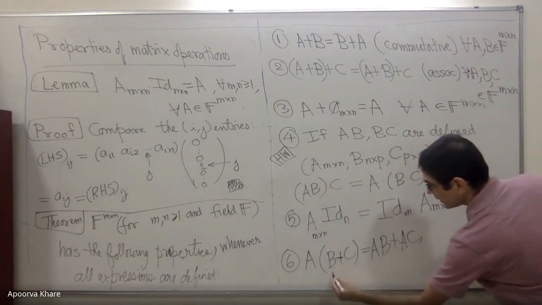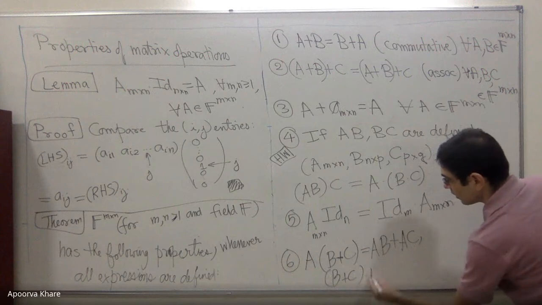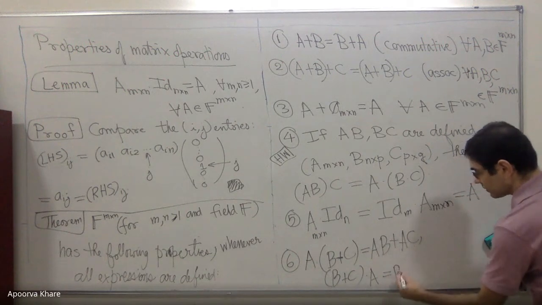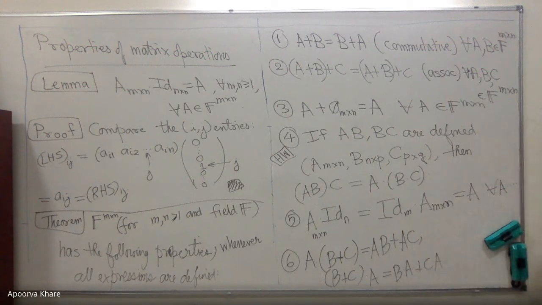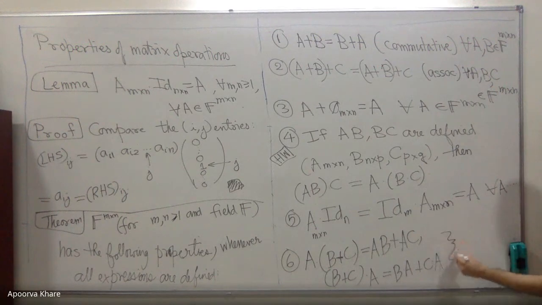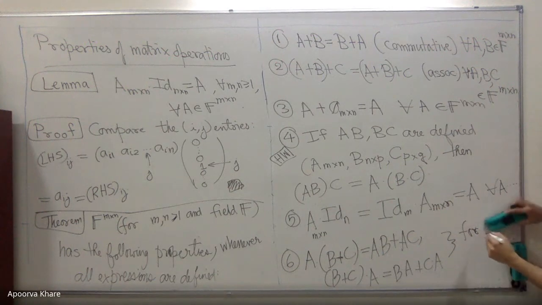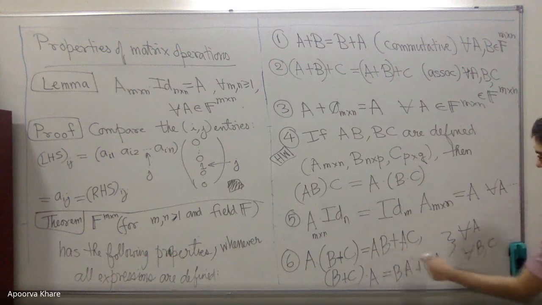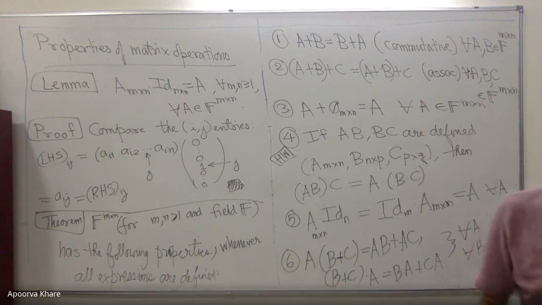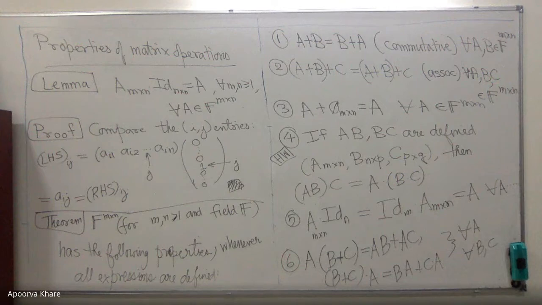And similarly, B plus C times A, again provided this is defined, is B times A plus C times A. Okay, so for all A, B, C, and so on. Again, I won't write this down. So for all A and for all B, C, B and C are in the same space because it's B plus C. A has to be correspondingly different. Okay, so these are some properties of matrices.